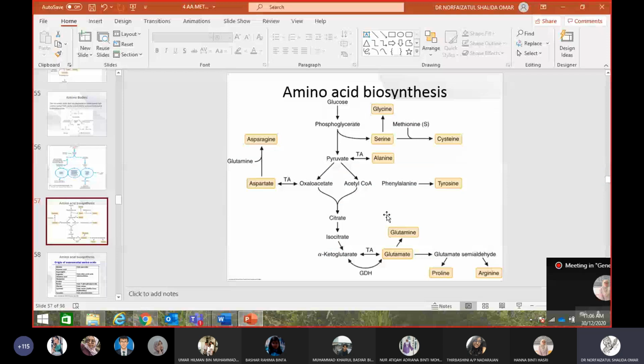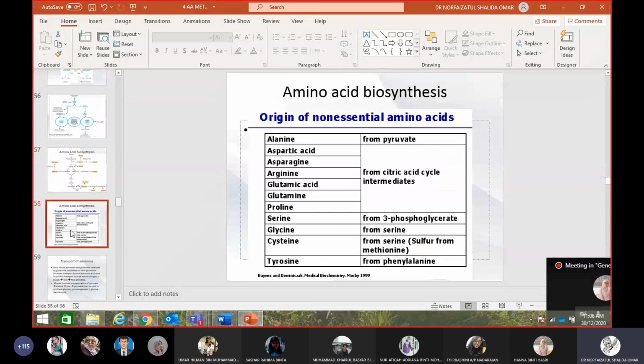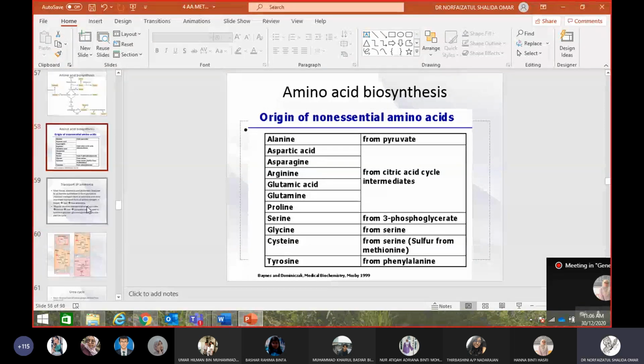It is either to produce back glucose through gluconeogenesis or ketone bodies, meaning to provide energy. The other important one is to produce other intermediates that are important for reactions, and the other is amino acid biosynthesis. These are the non-essential amino acids produced by amino acid metabolism. And last but not least is the excretion of ammonia.